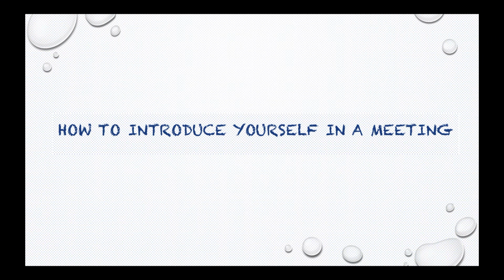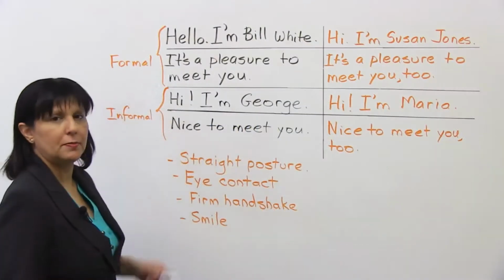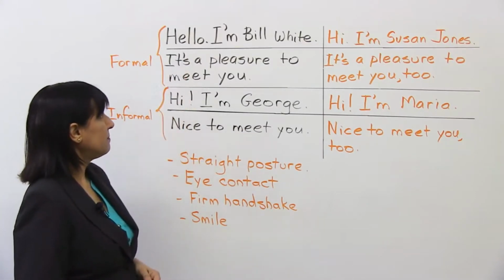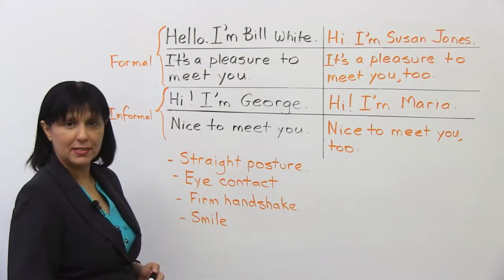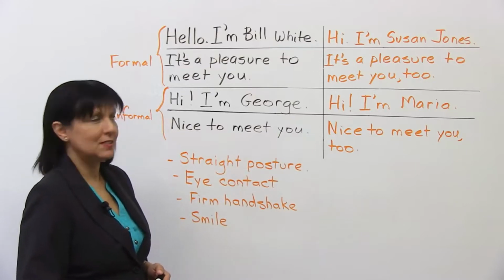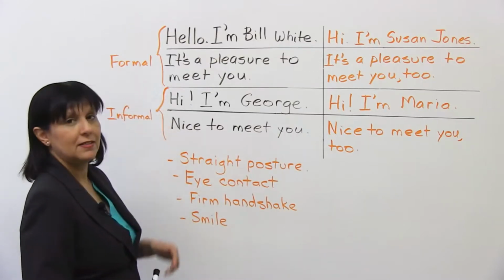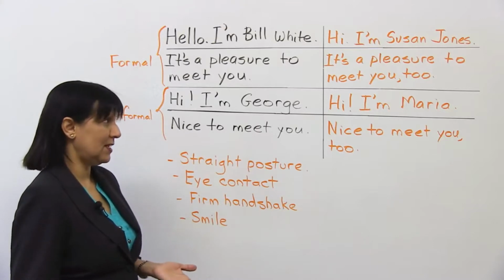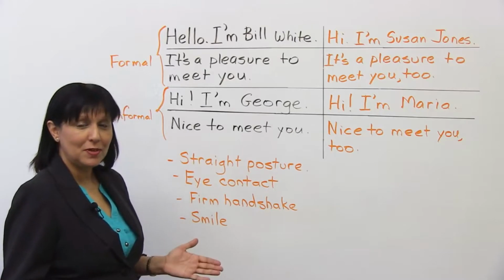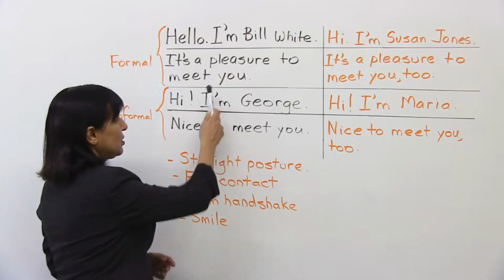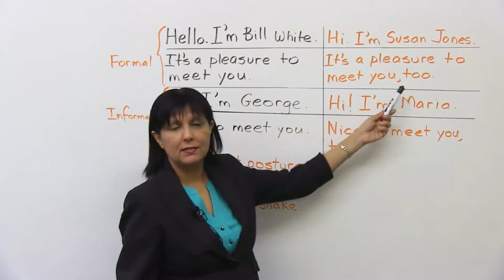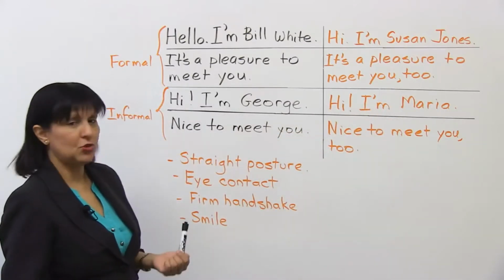How to introduce yourself in a meeting? First, we'll talk about the formal situation. So let's say we'll start over here. Hello, I'm Bill White. Hi, I'm Susan Jones. It's a pleasure to meet you. It's a pleasure to meet you too. Okay? Pretty straightforward, pretty simple. Why? Because especially at this part, we're just repeating what the other person says, except that you're adding the word too.